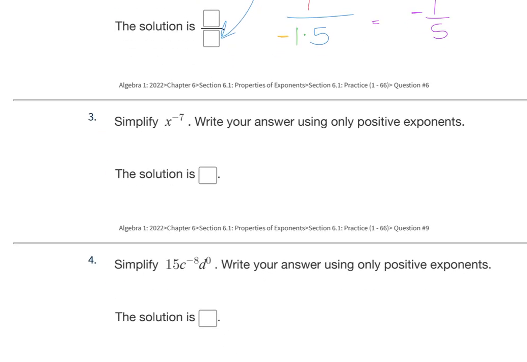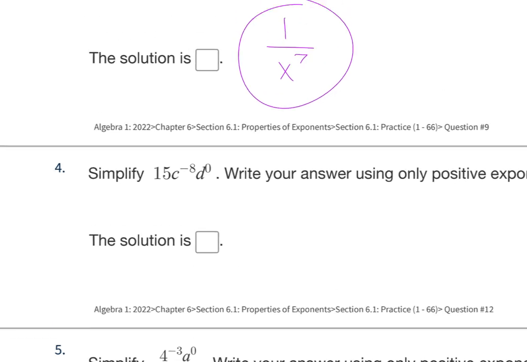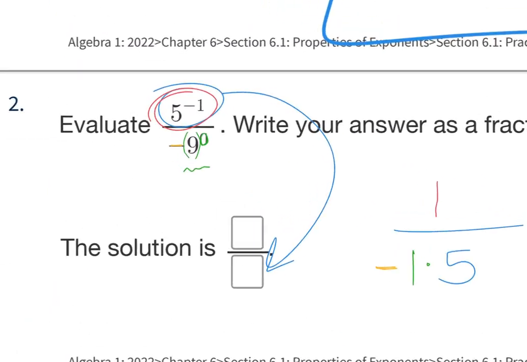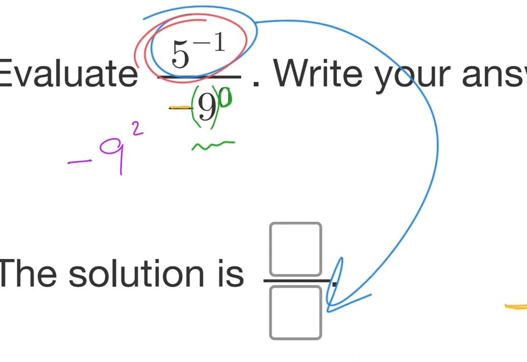Number 3, this should be real fast, real simple. X to the negative 7 power becomes that. Simplify this thing. So back up here when I say think like a calculator, I say that because if you were to type this into a calculator, if you were to type negative 9 squared, it would do this, negative 81, because it would see negative 9 times 9, okay?